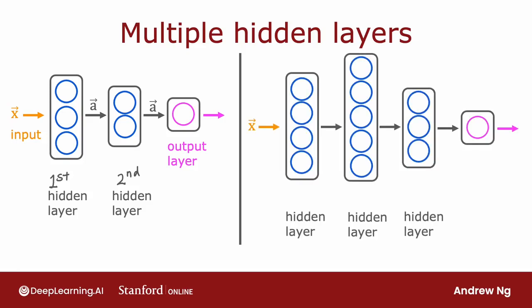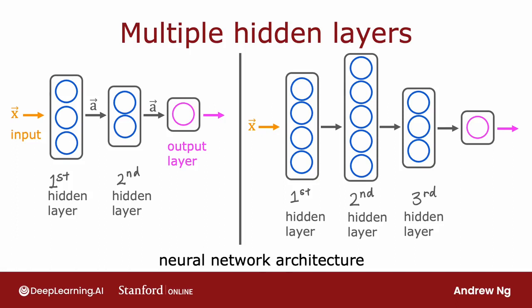Or here's another example. Here's a neural network that has its input go to the first hidden layer, the output of the first hidden layer goes to the second hidden layer, goes to the third hidden layer, and then finally to the output layer. When you're building your own neural network, one of the decisions you need to make is how many hidden layers do you want and how many neurons do you want each hidden layer to have? And this question of how many hidden layers and how many neurons per hidden layer is a question of the architecture of the neural network.